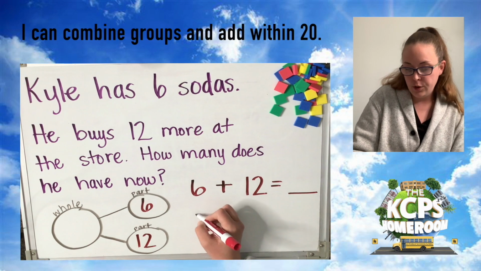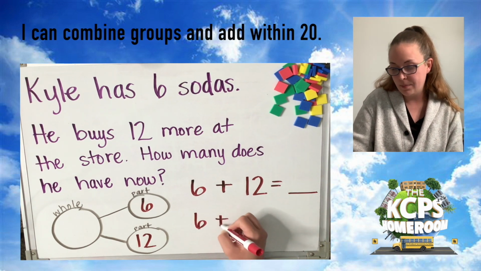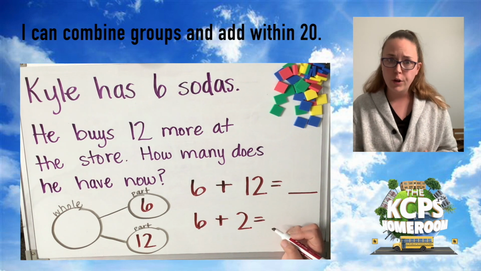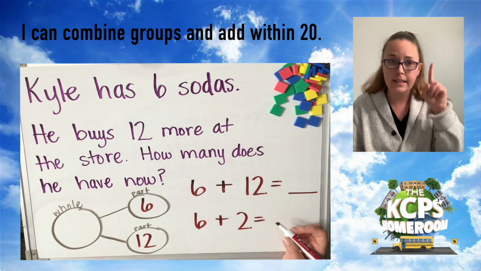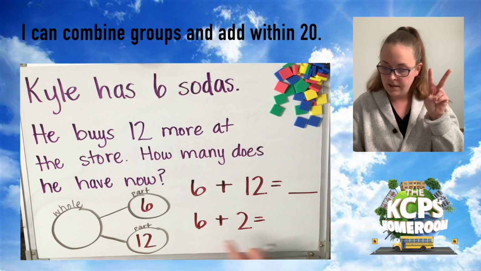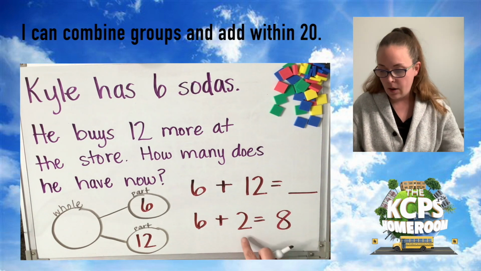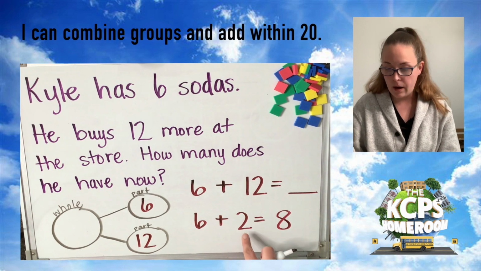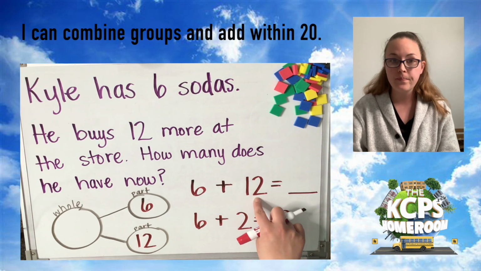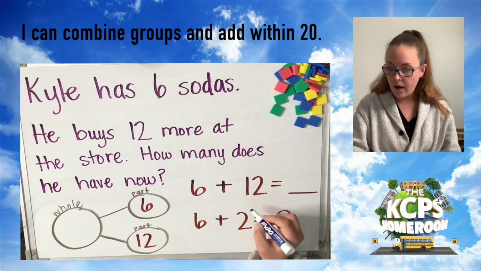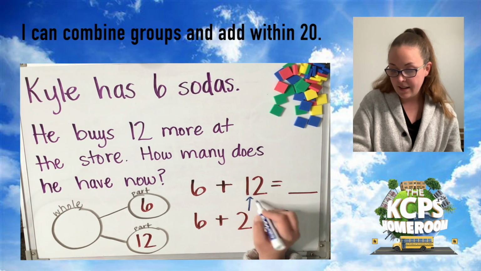So I bet you can tell me what 6 plus 2 is. What's 6 plus 2? If you don't know, you can count on your fingers. So 6, 7, 8. 6 plus 2 equals 8. So now let's look at what is different about 2 and 12. And I hope what you notice is that between 2 and 12, what we've done is we've added 10.